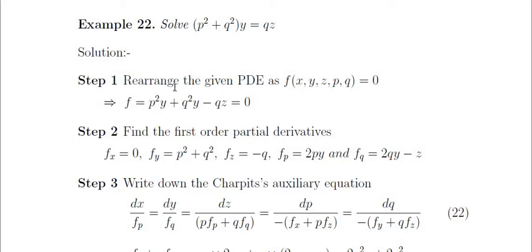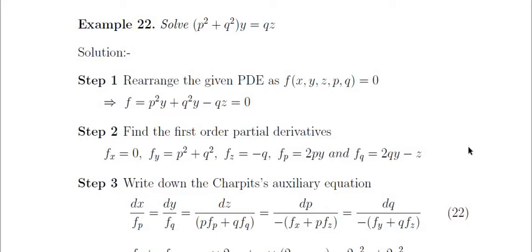That is, f is equal to p square y plus q square y, in brackets, minus qz equal to 0. Then in step 2, find the first order partial derivatives. That is fx equal to 0. Then fy, that is dou f by dou y, is p square plus q square. Then fz is equal to minus q, fp is equal to 2py and fq is equal to 2qy minus z.